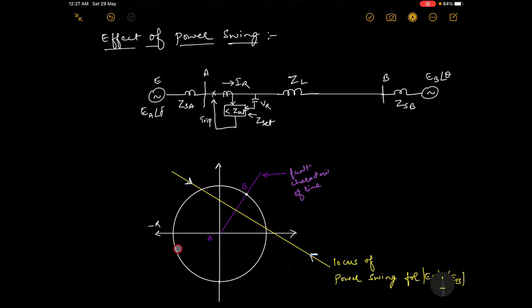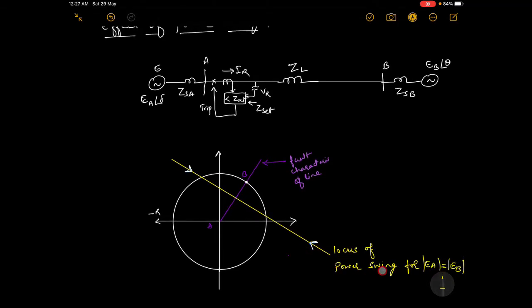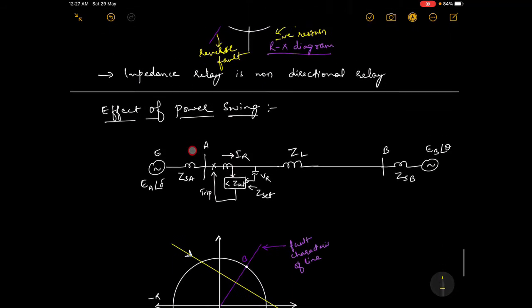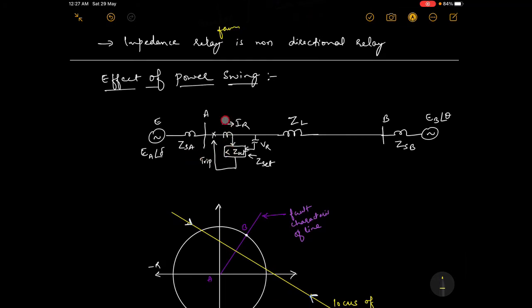This is the diagram which we have already seen. We see a yellow line here, that is the locus of power swing. During normal condition, except for the problem of directionality and arcing, there is no problem with this. But a power swing will happen only when there is a large outage of a big tie line, or a feeder which is feeding large loads, or sometimes a large generator outage.